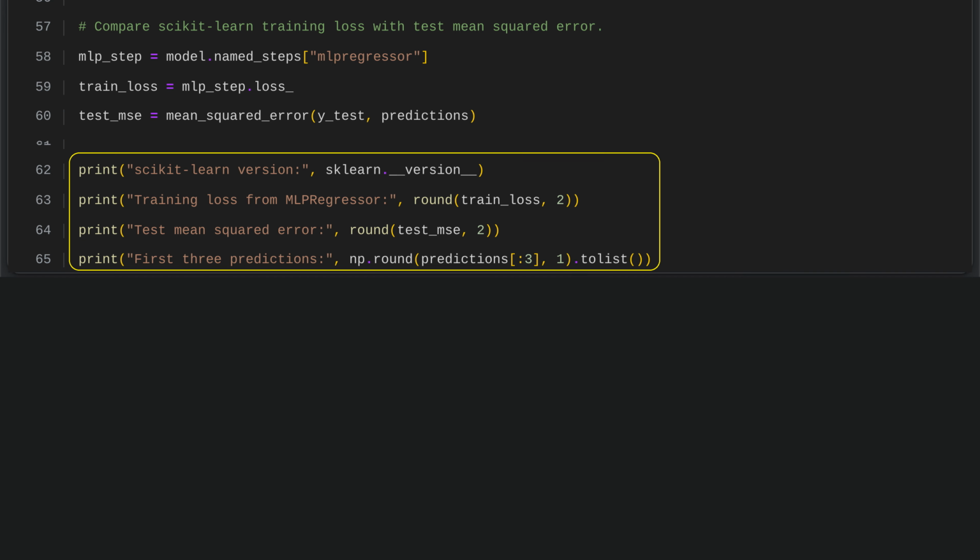The output reports key information about the model and its results. It shows the Scikit-Learn version for reproducibility, the training loss to indicate how well the neural network fit the training data, and the test mean squared error to assess performance on unseen data. It also displays the first 3 rounded predictions in an easy-to-read form.